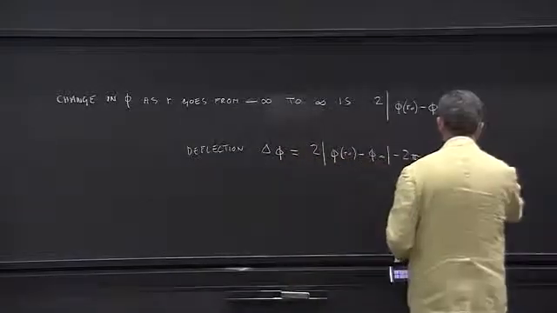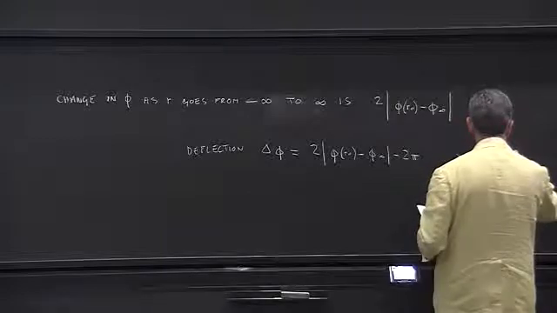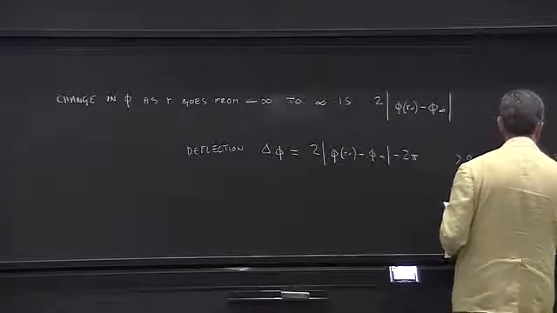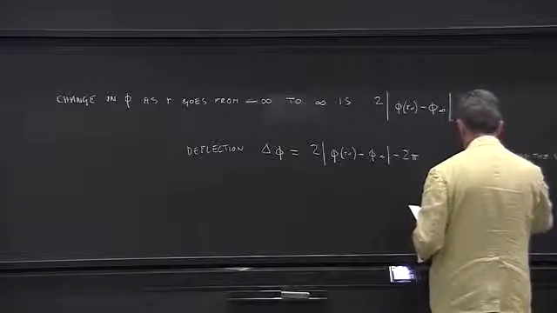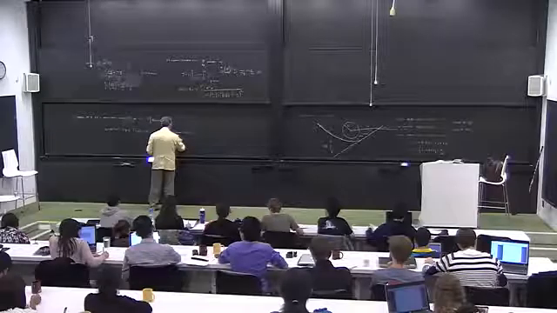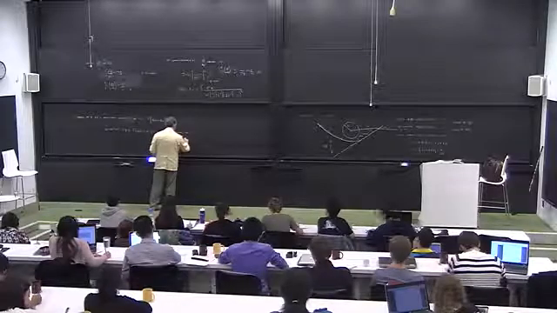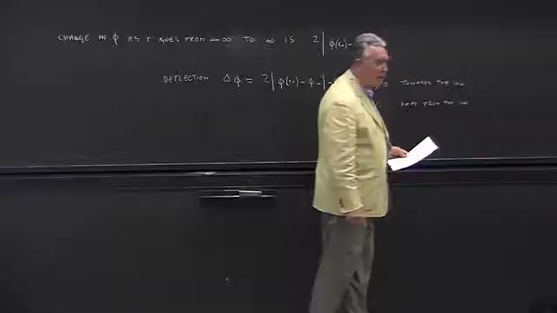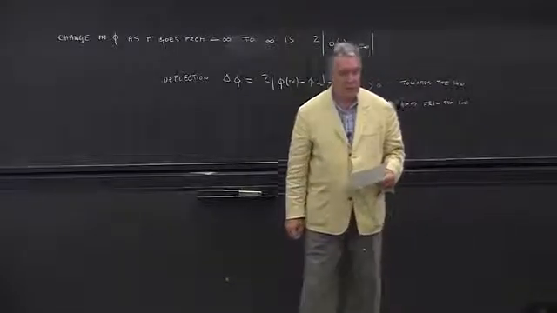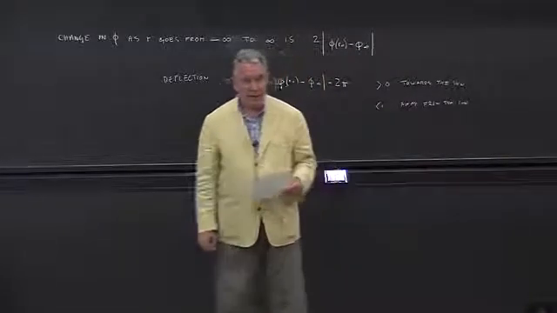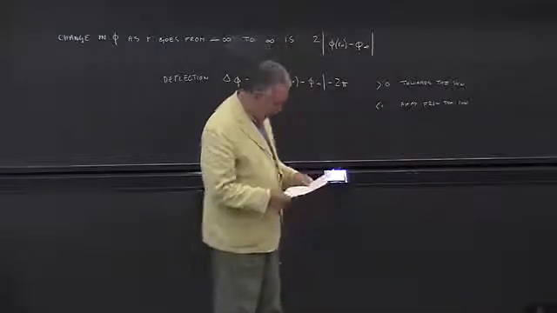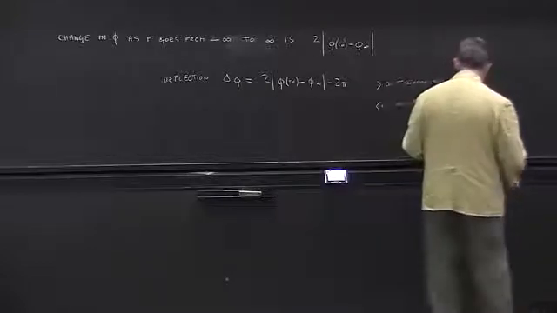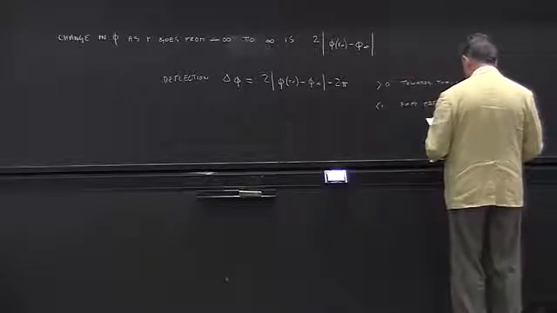If that's greater than 0, it's towards the sun. And if it's less than 0, it's away from the sun. Now, gravity is attractive, so we'd be very surprised if it was away from the sun. And it isn't. So what is phi of r minus phi of infinity?